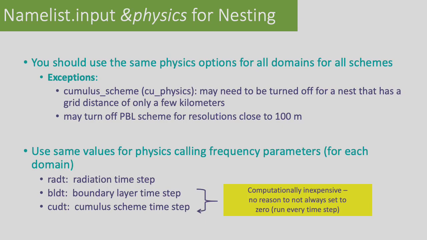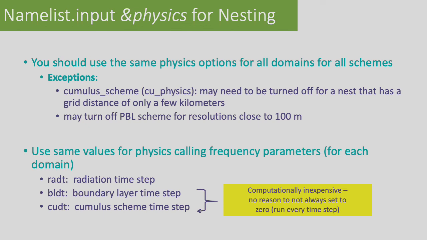I just want to say a few things about the physics section of the namelist. For each physics option, you should always use the same settings for each domain, with a few exceptions. If you have a nest with a grid distance of only a few kilometers or less, you should turn off the cumulus scheme for that domain, as you won't need cumulus parameterization. This is explained in more detail in the physics presentation. You may also turn off the PBL scheme for any domains with grid resolutions of about 100 meters.